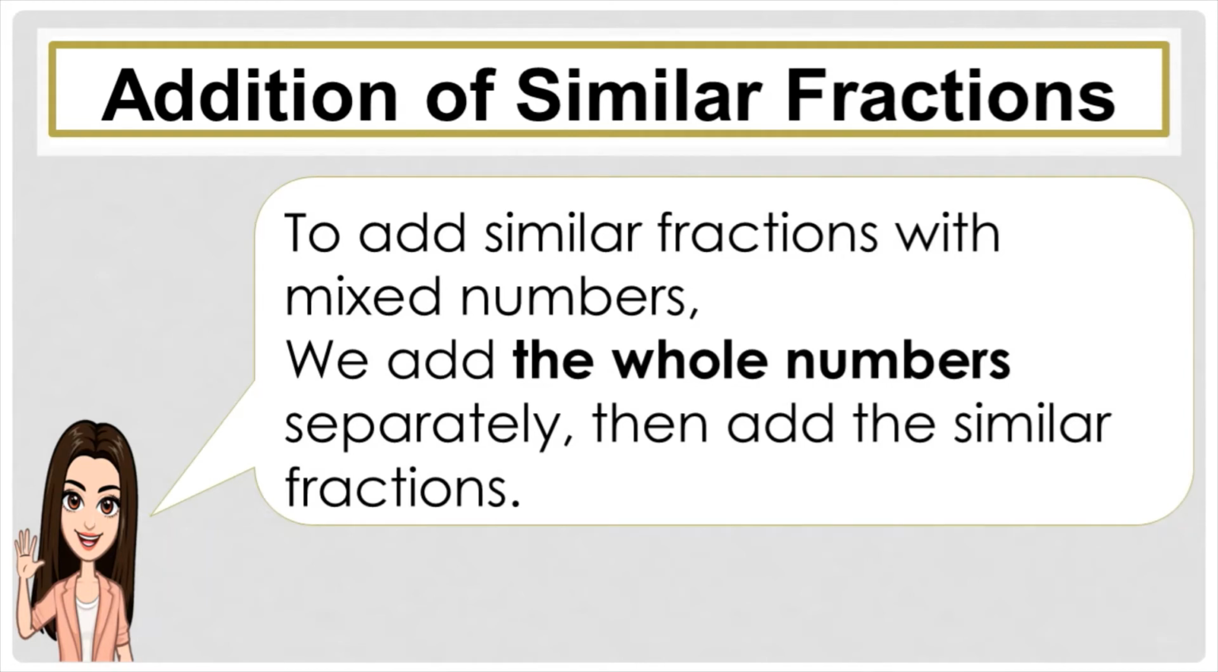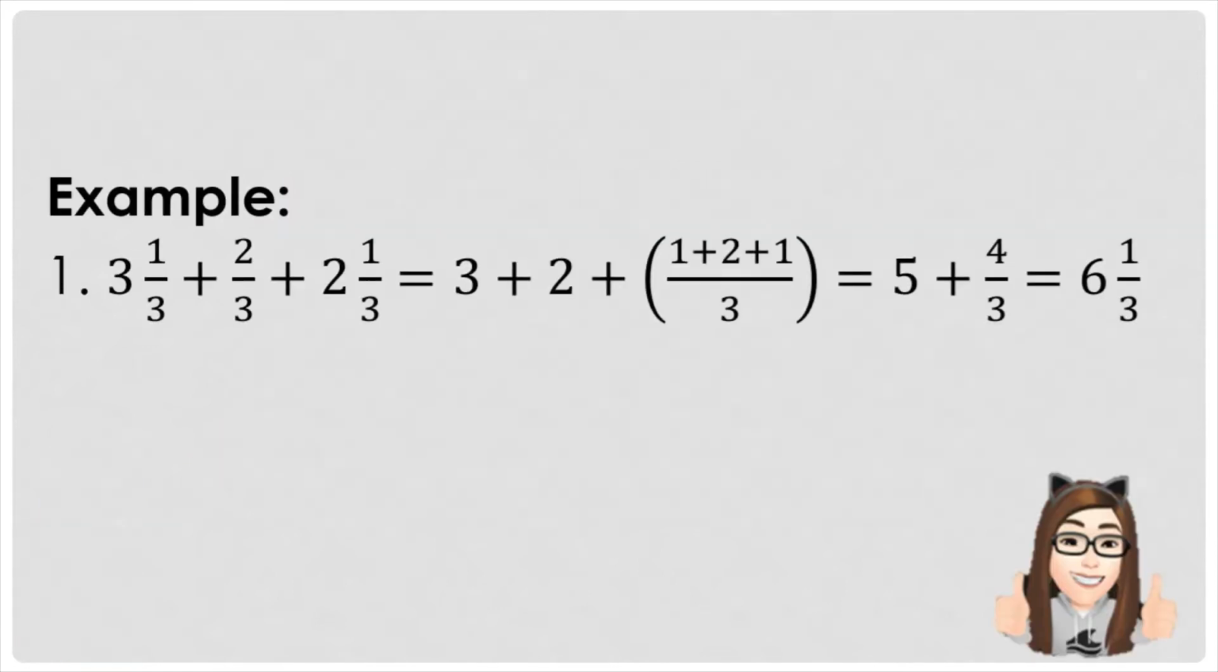Next is to add similar fractions with mixed numbers. To add similar fractions with mixed numbers, we need to add the whole numbers separately, then add the similar fractions. Example, we have 3 and 1/3 plus 2/3 plus 2 and 1/3. Next, we add the whole numbers separately. So the whole numbers are 3 and 2. So 3 plus 2 is equal to 5.